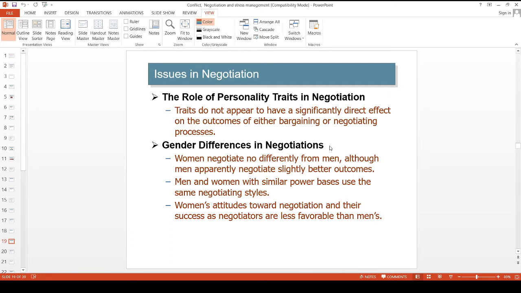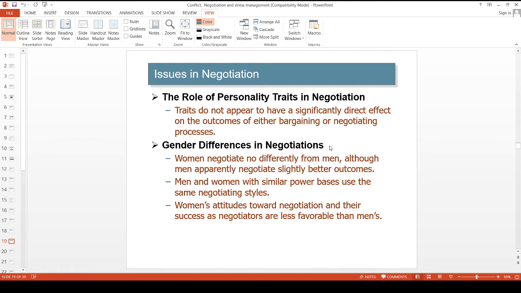While doing the negotiation, there are different important components which can affect the negotiation process, and let's discuss each of these components one by one. The first component is the role of personality traits in negotiation. For example, some people are very good negotiators while others may not be good negotiators and bargainers. That depends on the personality traits of the individuals who are doing the negotiation. So personality traits play a very important role in negotiation.